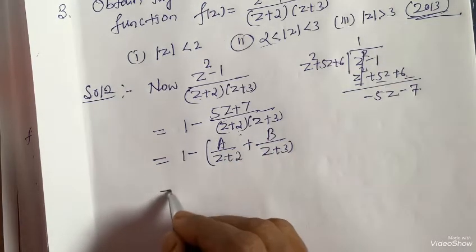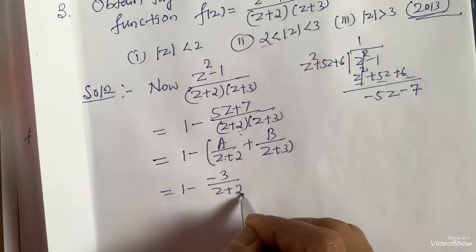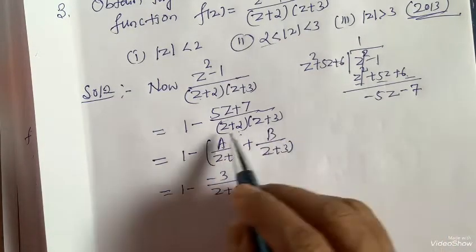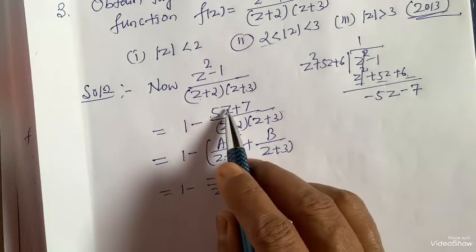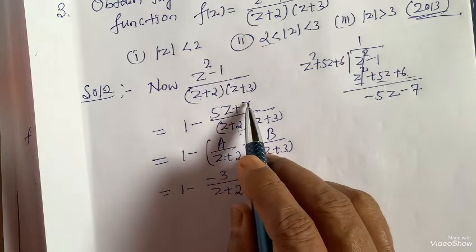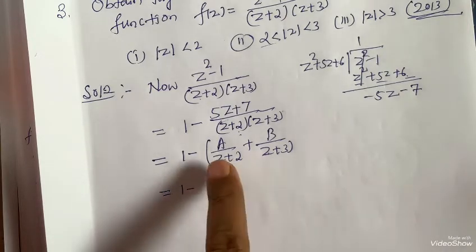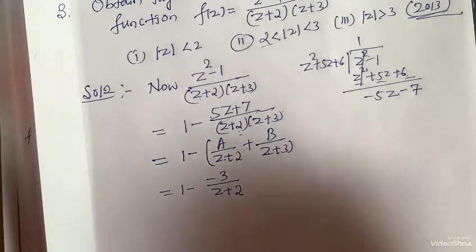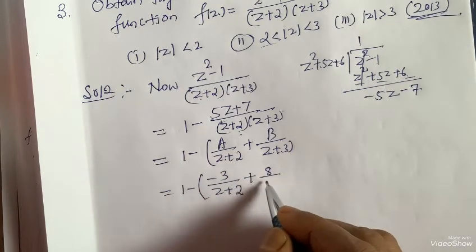Therefore 1 minus 3 by z plus 2. So once again we check it. Then for b, we have to get z equal to minus 3, you substitute leaving this factor. Minus 3 plus 2 is minus 1, minus 15, minus 15 plus 7, okay, minus 8. Minus 15 plus 7 is minus 8 divided by, it is minus 3 plus 2 is minus 1. So minus minus plus 8. So you are getting this as plus 8 by z plus 3.